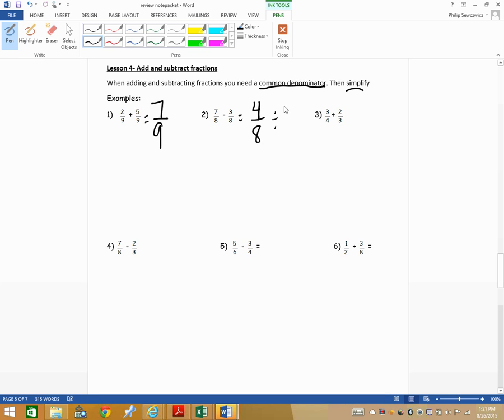Well, we can divide it by 4. 4 fits into both of them. So 4 divided by 4 is 1. 8 divided by 4 is 2. So it is a half. So there's your official answer for question number 2.